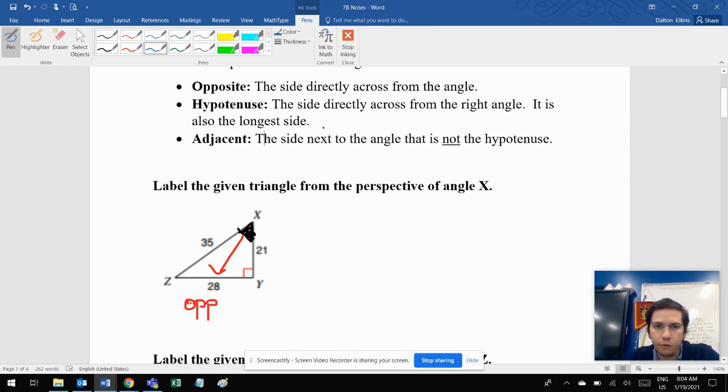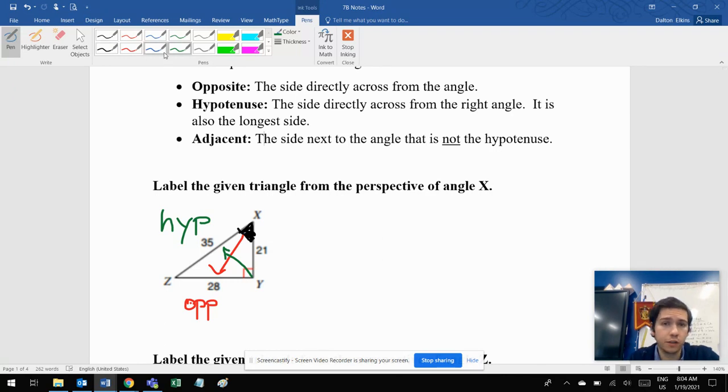Next, we have the hypotenuse, which is the side directly across from the right angle. So across from the right angle is the hypotenuse, right? If I draw out from, and this is something that we did before, across from the right angle, this is hypotenuse. Now the hypotenuse, which I'll abbreviate with HYP, is the longest side. So when I look at each side length, 21, 28, 35, it makes sense that the 35, the longest side, is the hypotenuse.